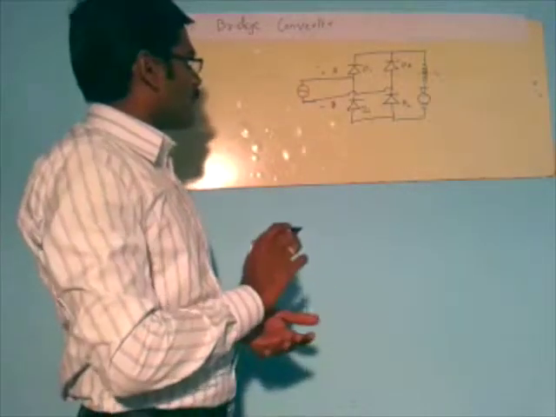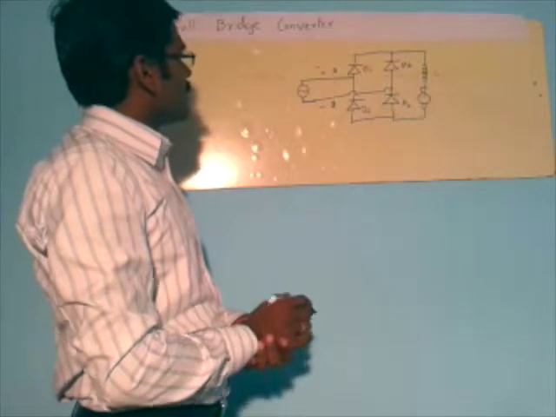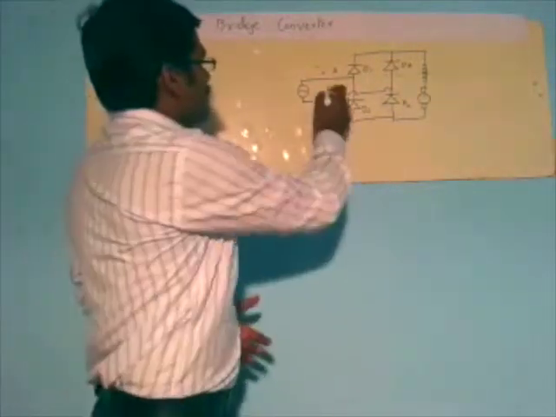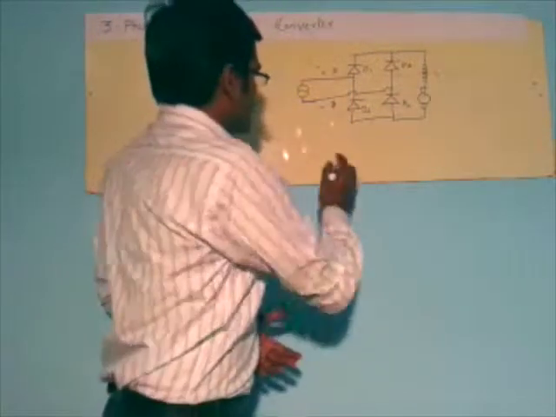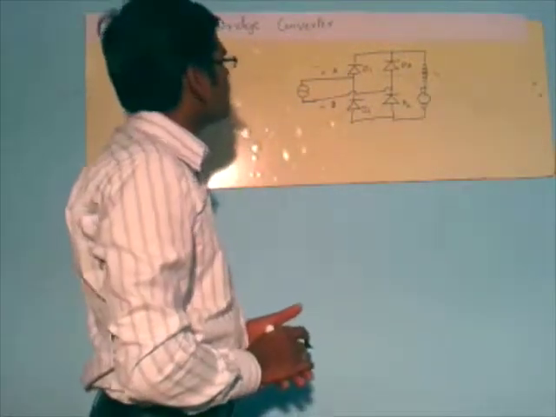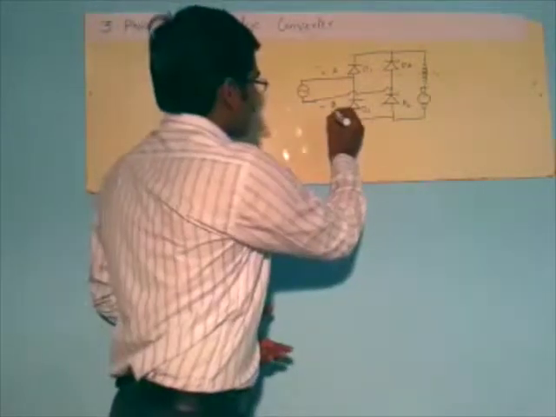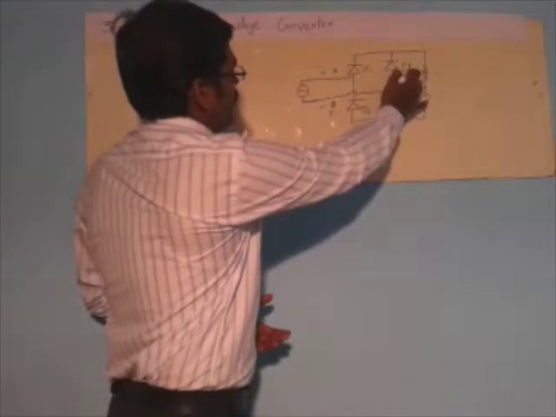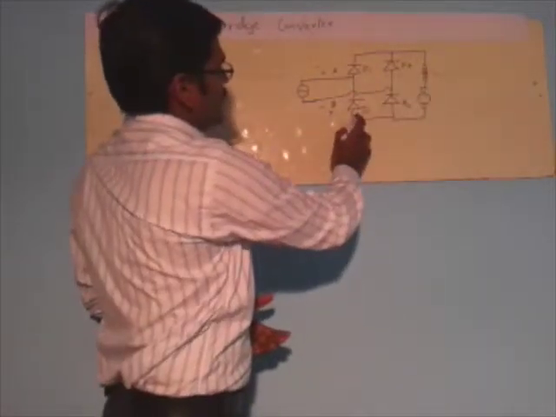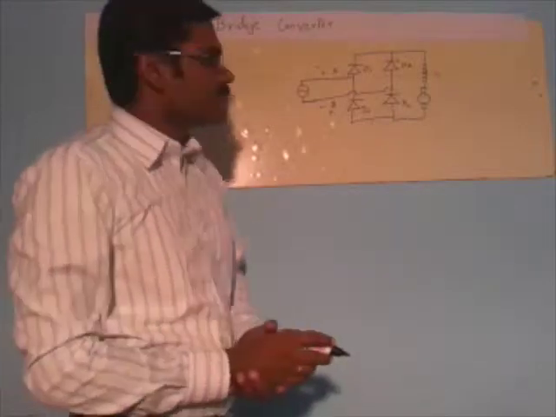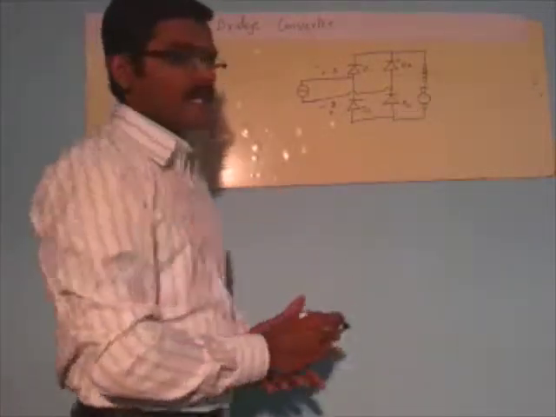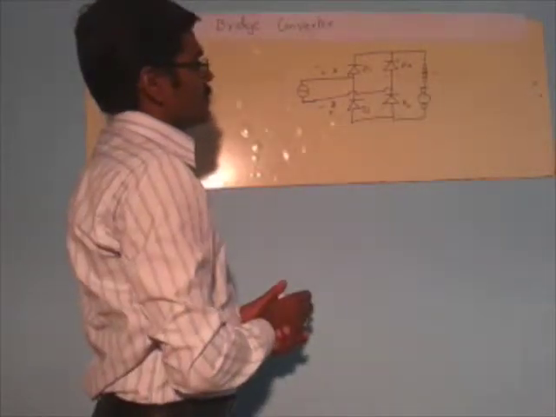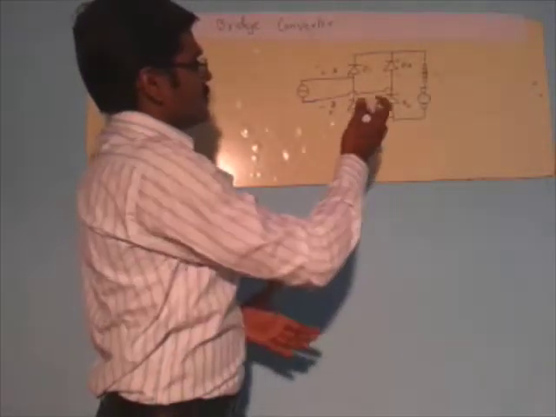During mode 2 operation, next, during the negative half cycle of the input wave, A is negative with respect to B, meaning B is positive. Then diode D4 and diode D3 will conduct, and we will get a rectifier output, a DC output, at the rectifier output side.